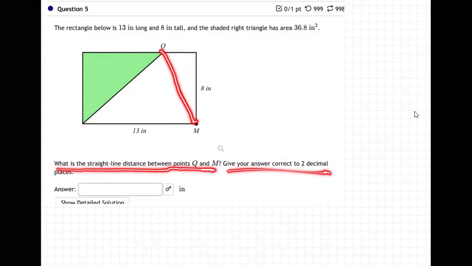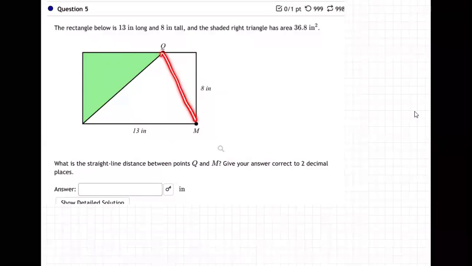Are they kidding? How are we going to find that? You see what a weird question this is? They want us to go from here to there. Wait, let me do that better. From here to there, right? That's the straight line distance. Call it X or whatever. That's what they want us to find. This is a crazy question, isn't it?